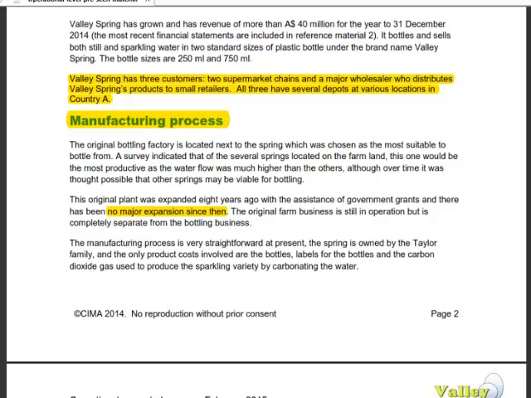We've got a manufacturing process. Obviously, if you've got a management accountant somewhere around, then the manufacturing process is going to be of interest. Of interest to me when I was reading this was that there's been no expansion for the last 8 years. The original plant was expanded 8 years ago with the assistance of government grants, and there's been no major expansion since then. So what does this tell us? Well, it tells us that either there's plenty of capacity and there's no need to expand, or there's no market to expand.